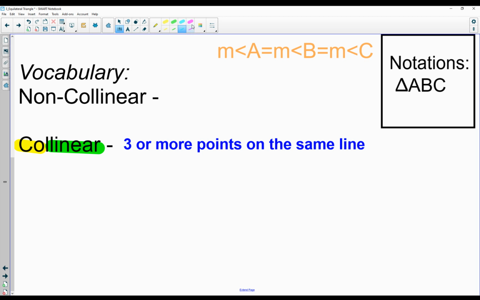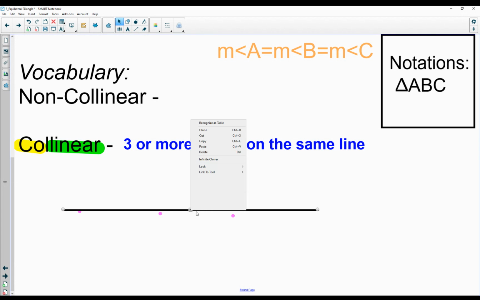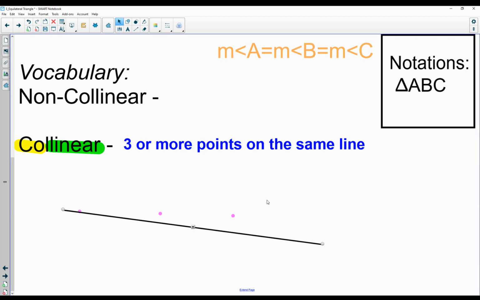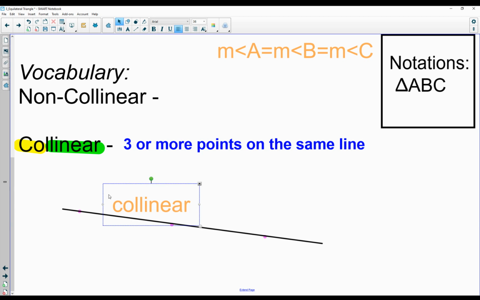I'm going to use three points: 1, 2, 3. So can I draw a line through these three points? Let's see. Actually, let's do it this way. Here's a straight line. I'll make it thinner, and put it on an angle. Do these three points fall on the same line? Well, there's one point, here's two points, here's three points. So we can say that these three points are collinear, right? So over here, these are collinear points.